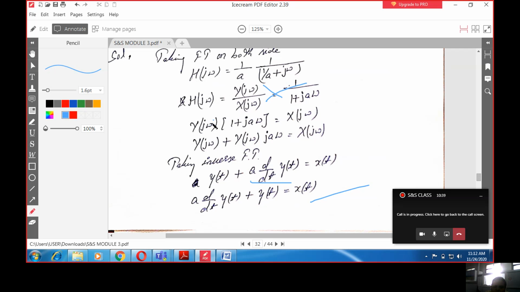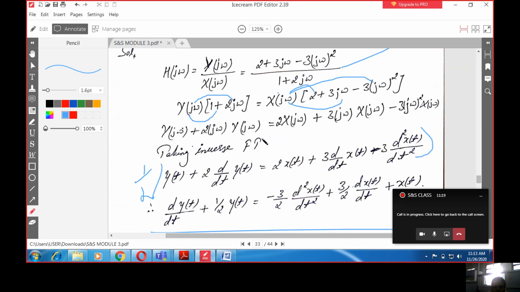Then multiplying each term, you will get Y(j omega) + Y(j omega) j a omega = X(j omega). Then take the inverse Fourier transform: y(t) + a d/dt y(t) = x(t), because j omega corresponds to d/dt. Always try to write the first term as the differential and then the constant. Therefore, change the order: a dy(t)/dt + y(t) = x(t).